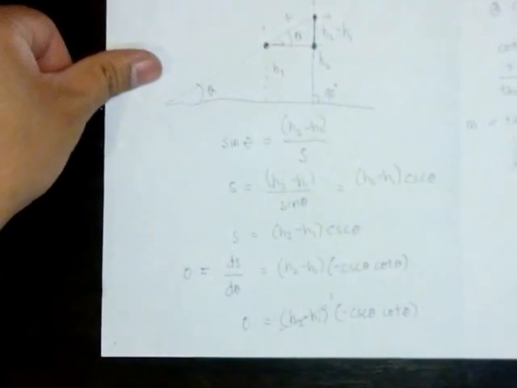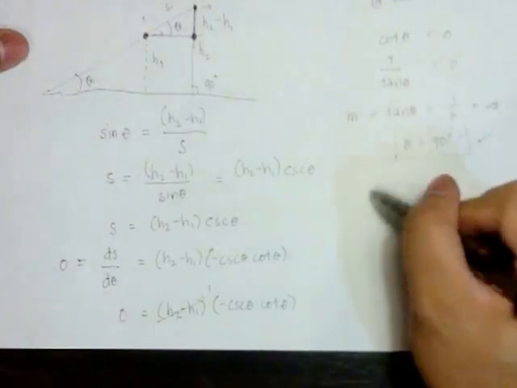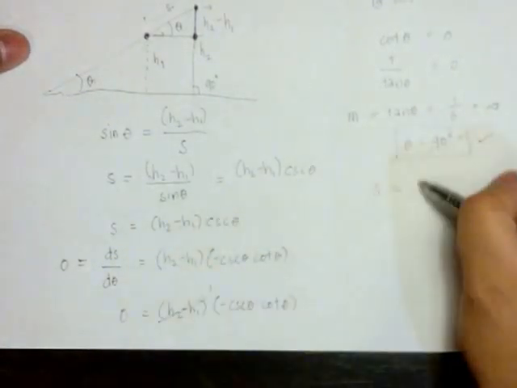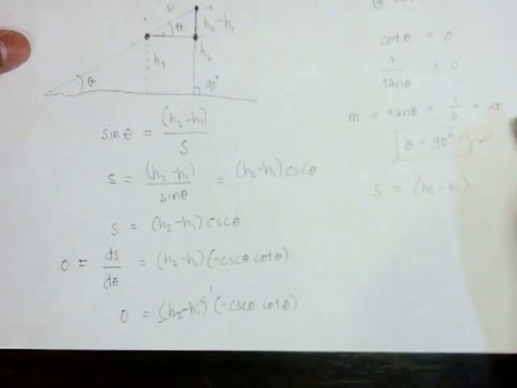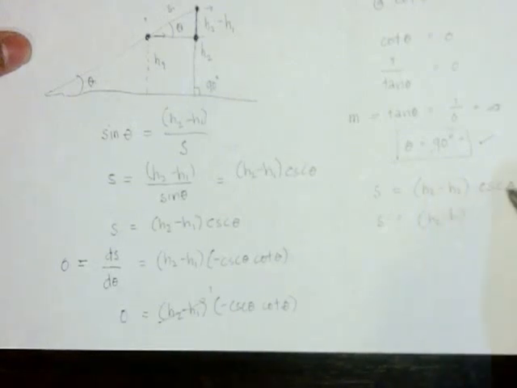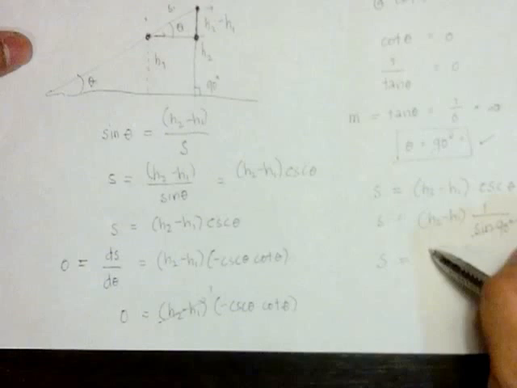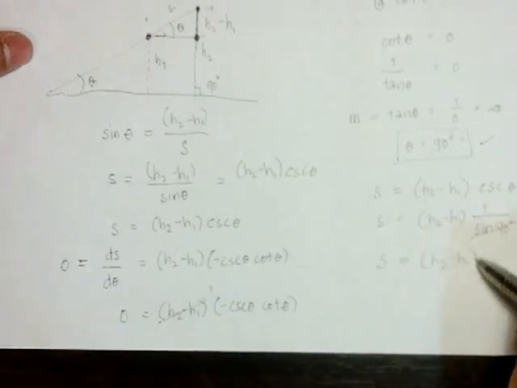So let's try to substitute 90 degrees. S equal to, from the working equation, h2 minus h1 cosecant theta. So at theta equal to 90 degrees, S is equal to h2 minus h1 times cosecant 90 degrees. Let's simplify cosecant: 1 over sine, and theta is 90 degrees. We know that sine 90 degrees is 1. Thus, we are left with this distance between 2 points as the difference of the heights of 2 points.